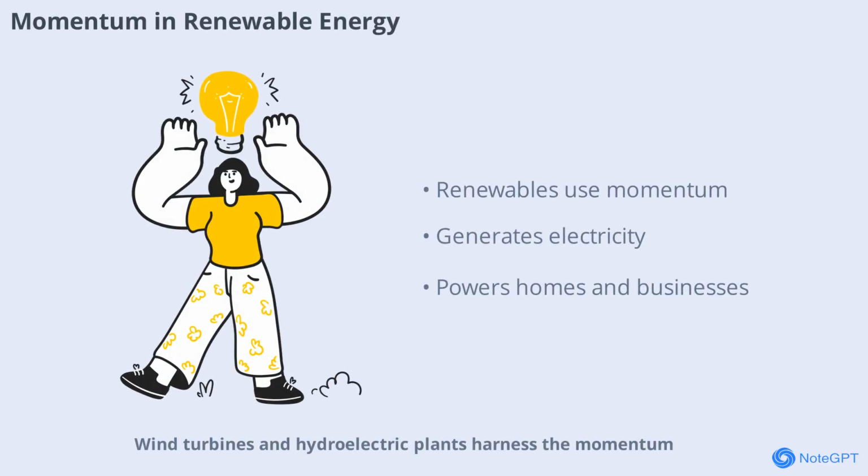Wind turbines and hydroelectric plants harness the momentum of moving air and water to generate electricity. The mass and speed of these natural forces are converted into energy, powering homes and businesses. Momentum is at the heart of many renewable energy solutions.